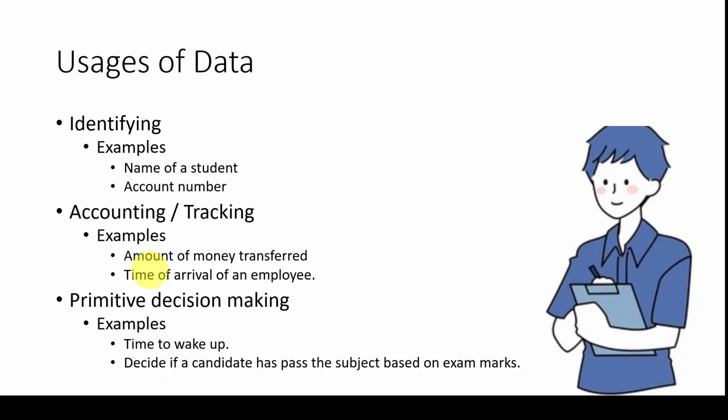And also we can use data for basic decision making. For example, someone will just look at the time, which is data, and he will decide whether he should continue the work or now it's time to go home. It's a primitive decision. So those decisions you take by looking at very basic data. If someone gets, say, marks 48, and the passing mark is 50, it's a very simple decision by looking at the data. So the student has failed. Okay, so those are the usages of data.